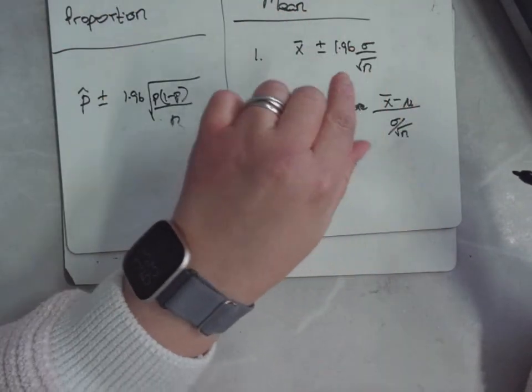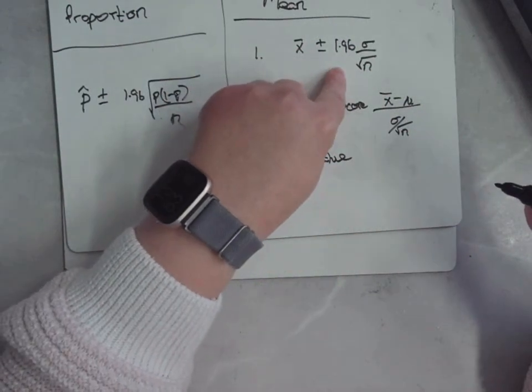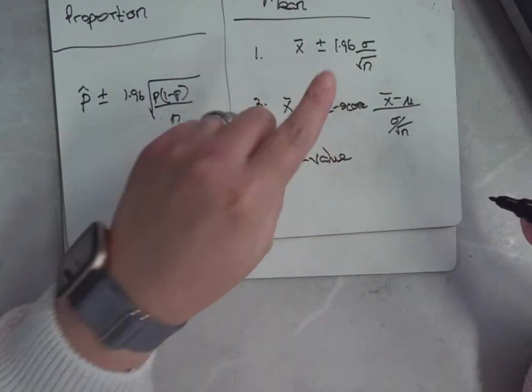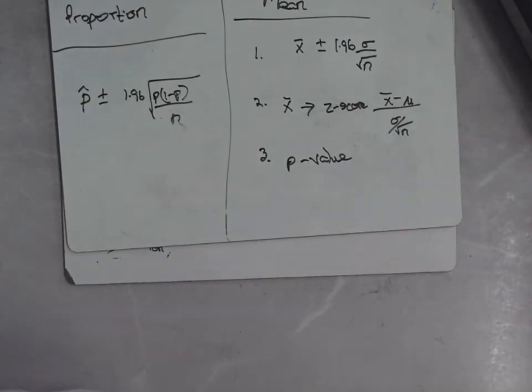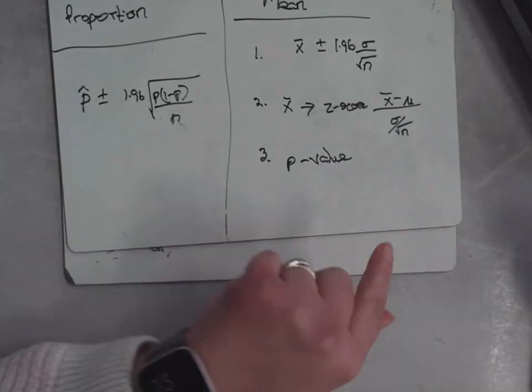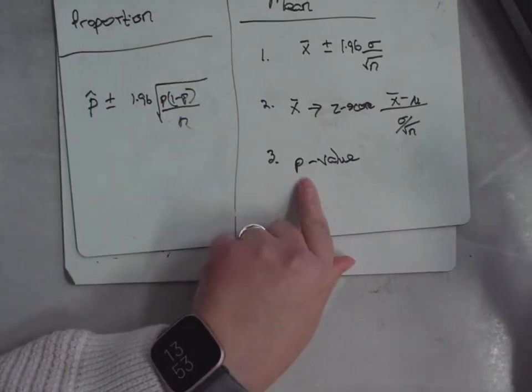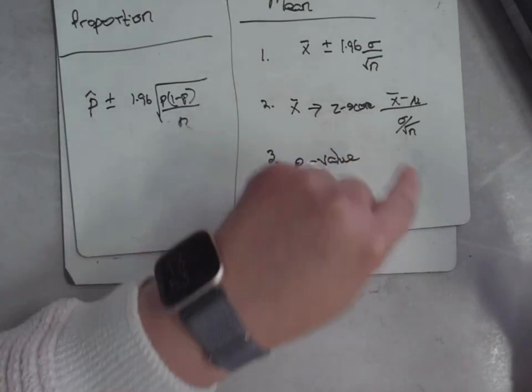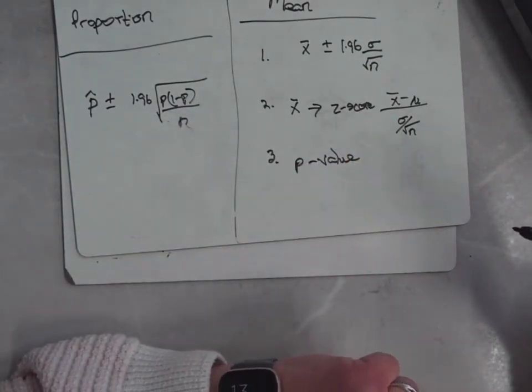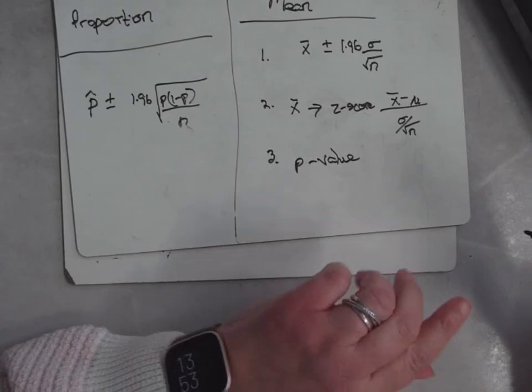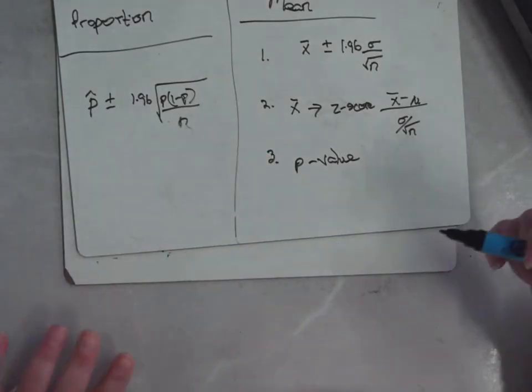If it's a mean, you can use the z-score, and it has to be between minus 1.96 and 1.96, or you can turn it into a p-value, which you wouldn't do because for p-value you need the z-score first. Is that okay? I just wanted to point that out.